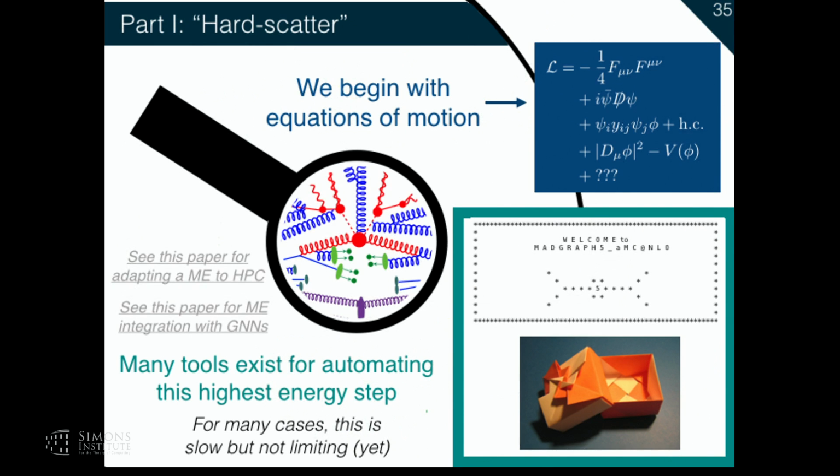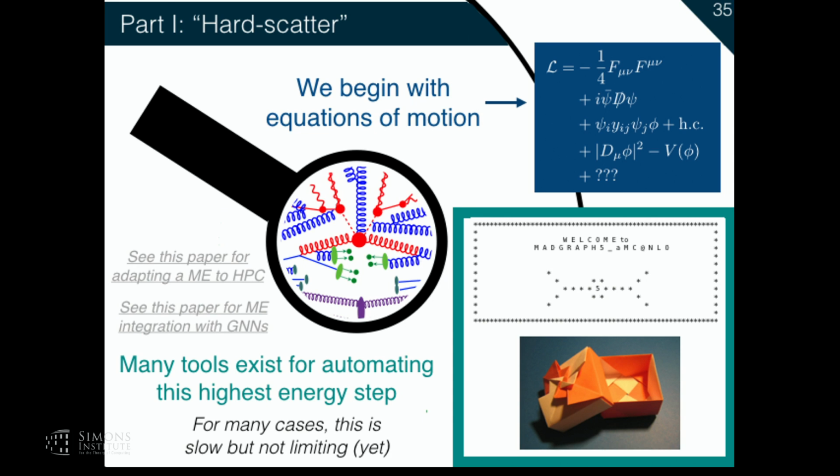Let me start by saying the first level simulator is what we call the hard scatter. Basically, you start at the very beginning. You give the simulator the equations of motion, which look something like this. There are many tools that exist for doing phase space integrals against these equations of motion. And they produce, say, outgoing quarks and gluons, which are the smallest length scales probed in a simulation: 10 to the minus 20 meters.